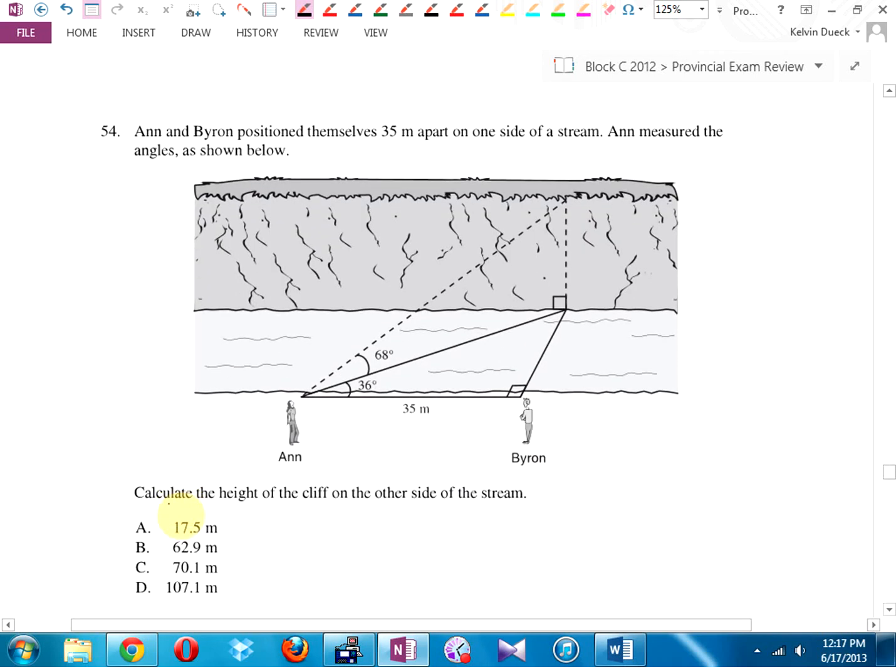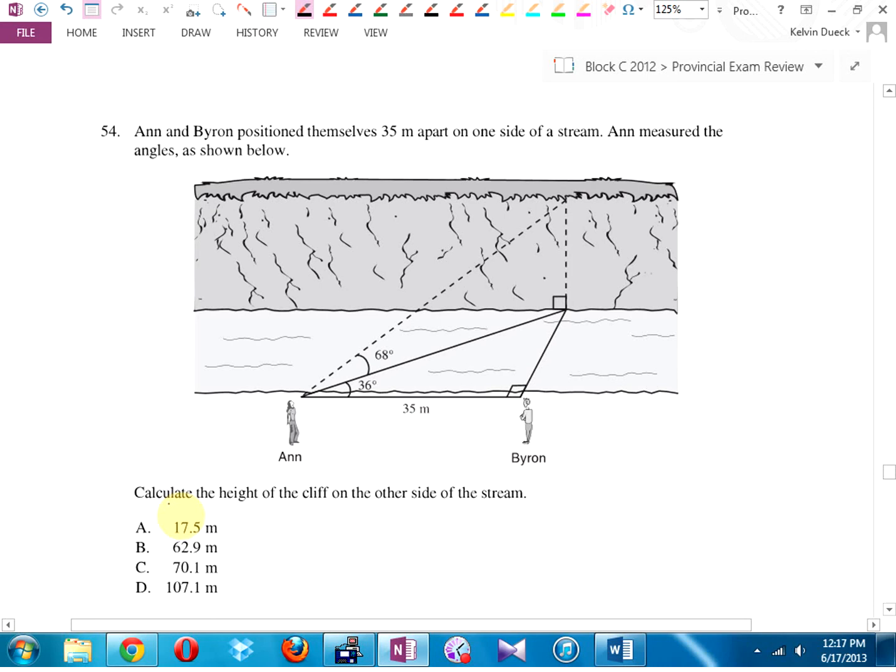54. Ann and Brian. A and B. That's kind of convenient. Positioned themselves 35 meters apart. Ann measured the angles as shown below. Calculate the height of the cliff on the other side of the stream.